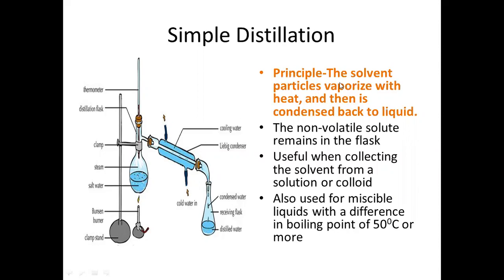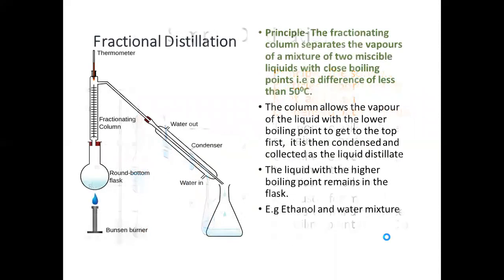So the principle of simple distillation is that the solvent particles vaporize with heat and are then condensed back into the liquid state. If it was a solution, then the non-volatile solute would have stayed in the flask and the solvent would have been collected here. This technique is useful when collecting the solvent from a solution or colloid. It's also used for miscible liquids with a difference in boiling point of 50 degrees Celsius or more.